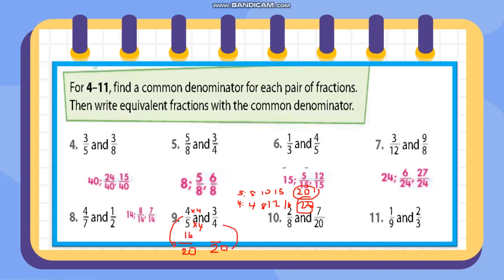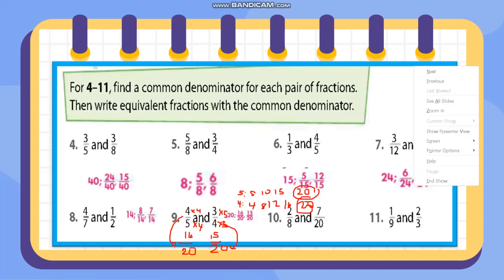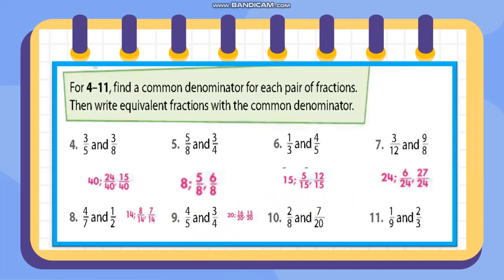Then how 4 becomes 20, that is multiplied by 5. So 3 multiplied by 5 is equivalent to 15. So the equivalent fractions of 4/5 and 3/4 are 16/20 and 15/20, and the common denominator is equivalent to 20. Okay? Next question, number 10.